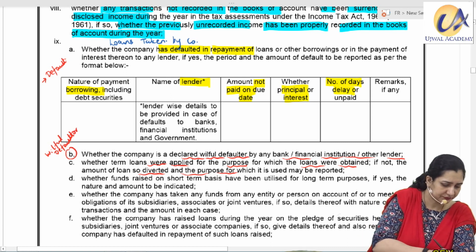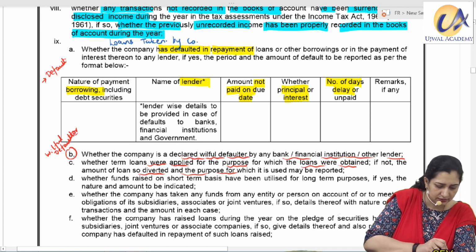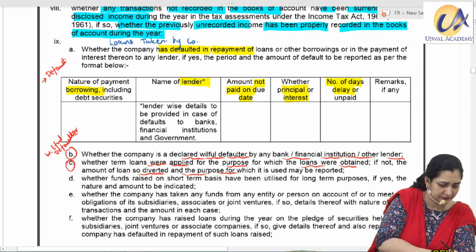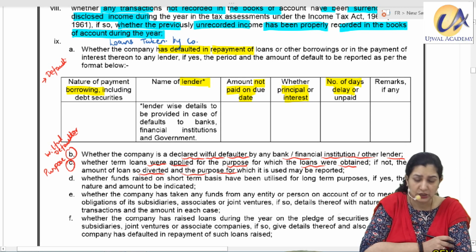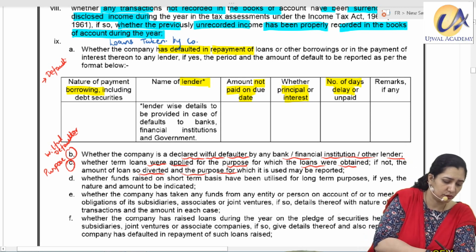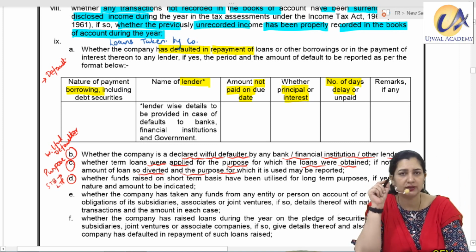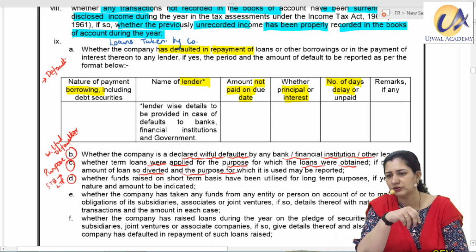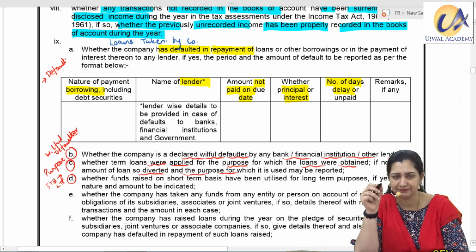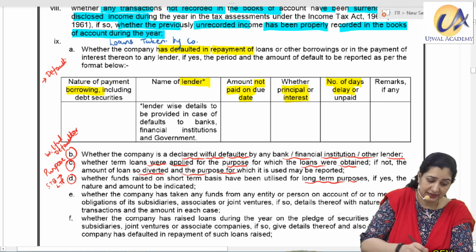Then we have the purpose of the loan. Have you used it for any other purpose? One very interesting point is point number D. Your short-term borrowings, have they been used for long-term purpose? STB means short-term borrowings. Have they been used for long-term purpose, LTP? Then that needs to be reported.